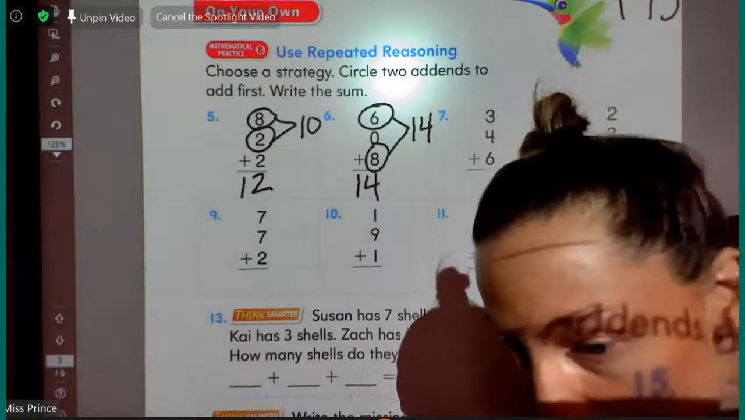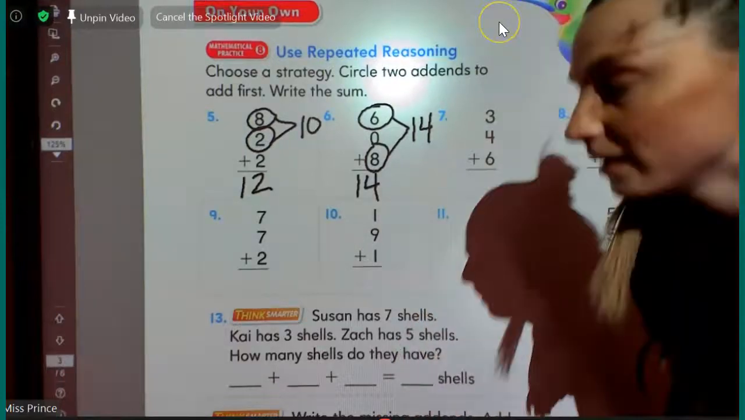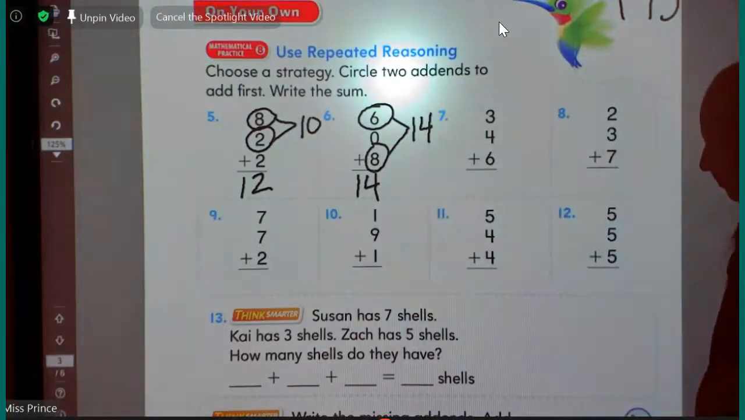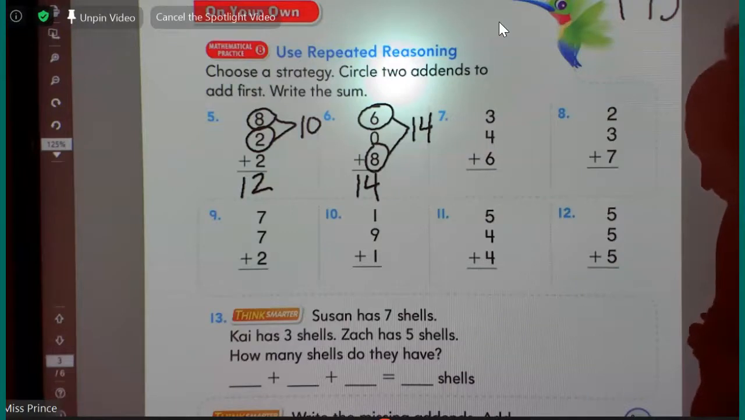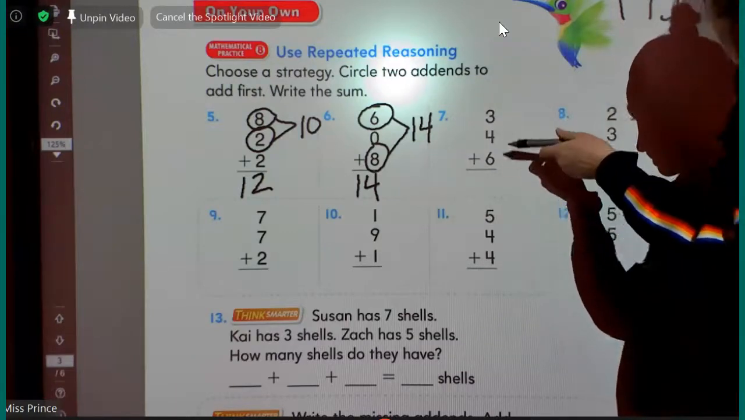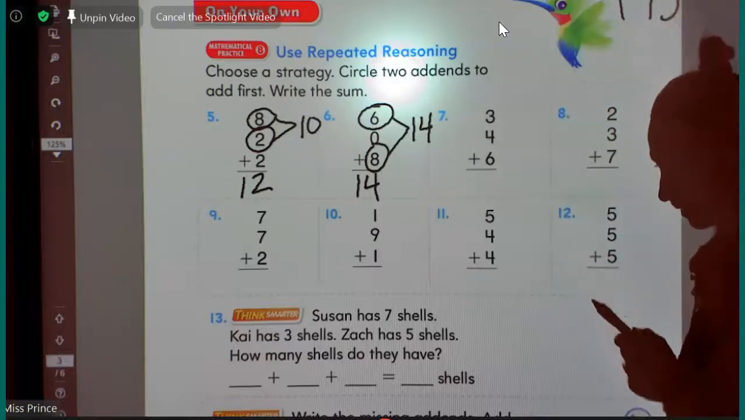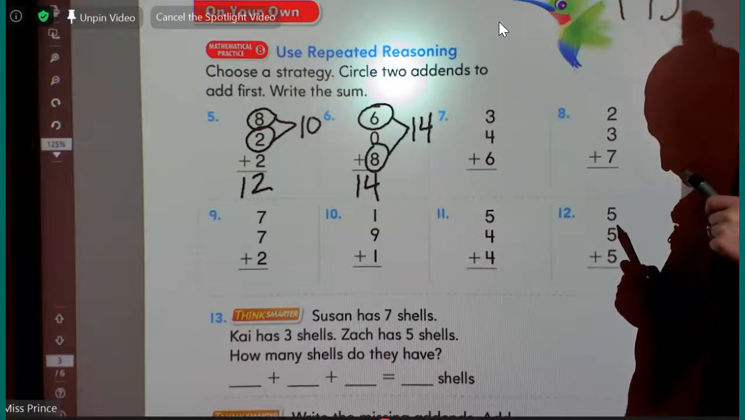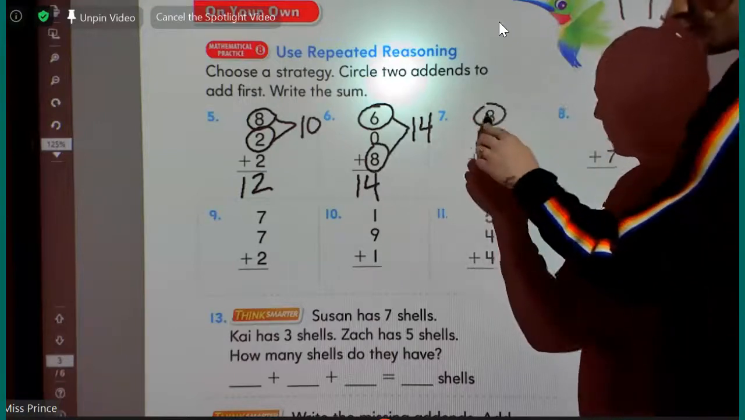Elias, you are going to do number 7 with me. Are you ready? Elias, I want you to choose two numbers here that you can circle and add together. 3 and 4. 3 and 4.